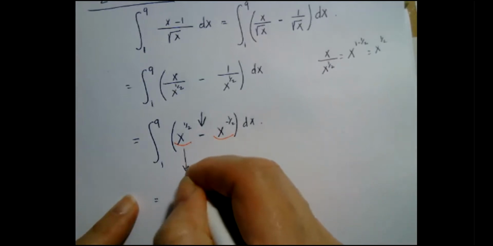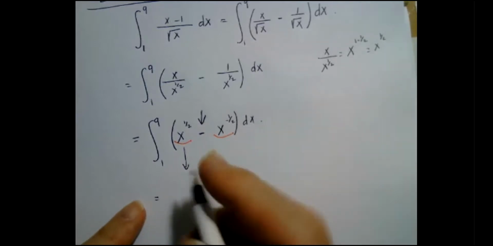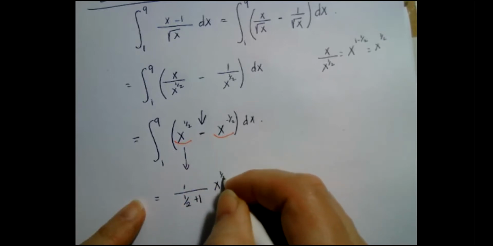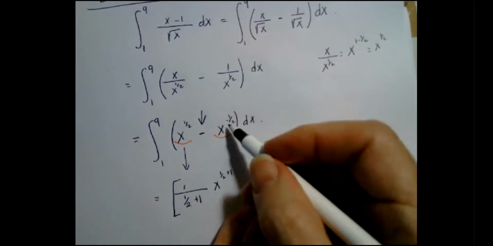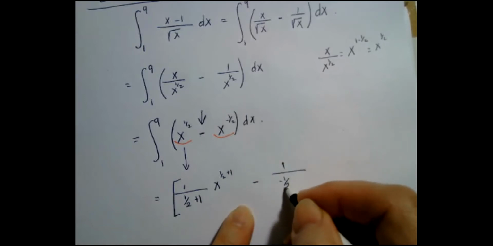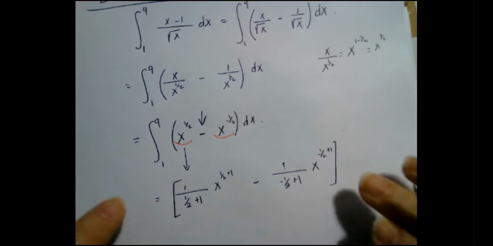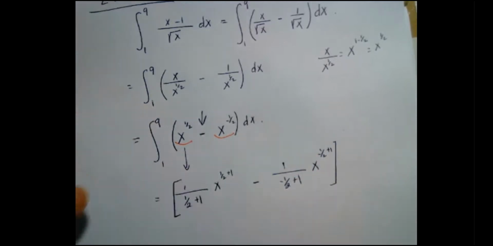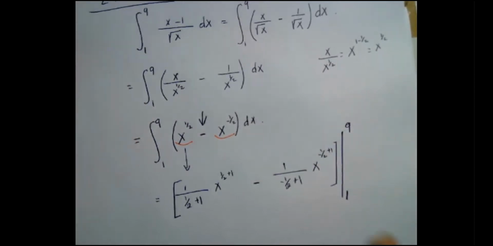So the antiderivative of x to the half is 1 over a half plus 1, x to the half plus 1, minus, now I'm in the process of finding the antiderivative, 1 over minus a half plus 1, x to the minus a half plus 1. That's the antiderivative that we will simplify later on. I drop the c because I have a definite integral. And then this whole thing will be evaluated between 1 and 9. Means I find the value at 9 minus the value at 1.